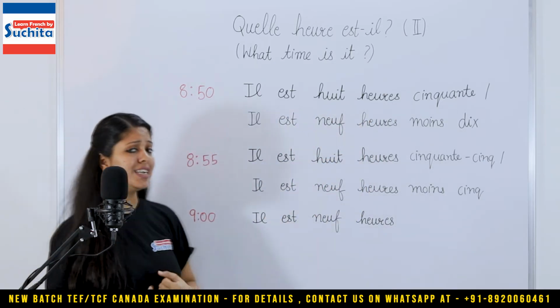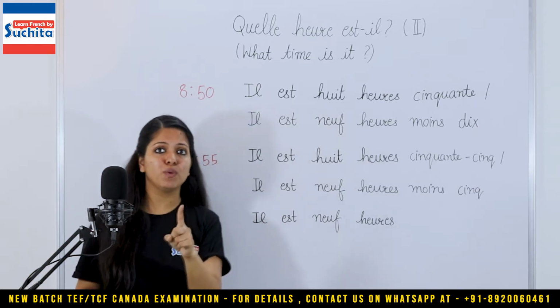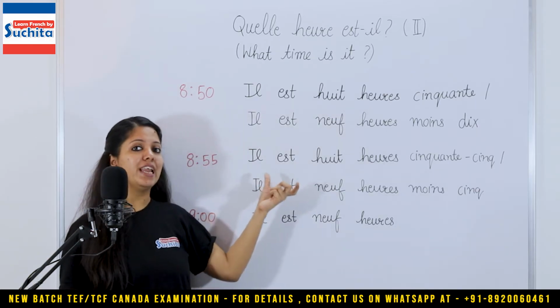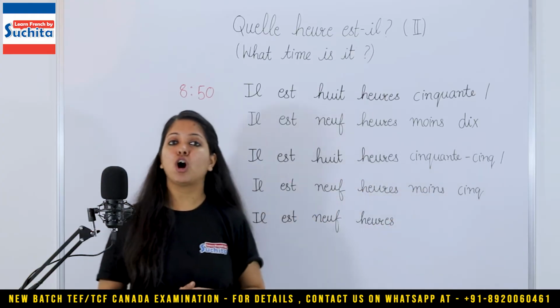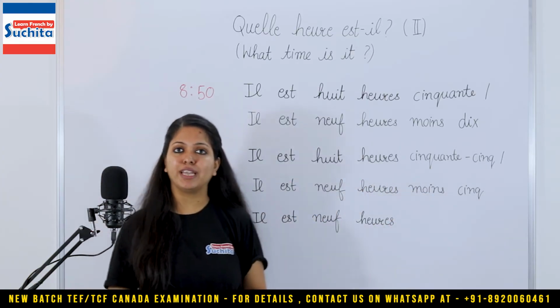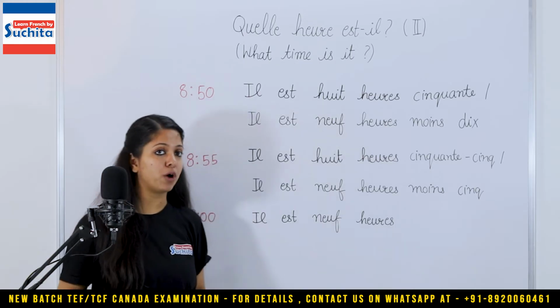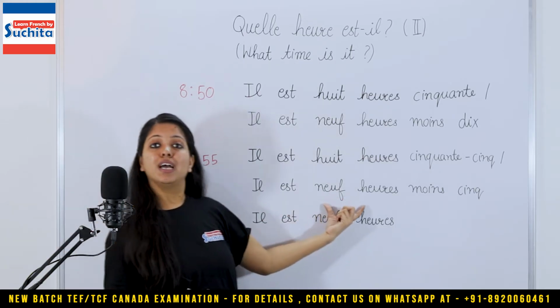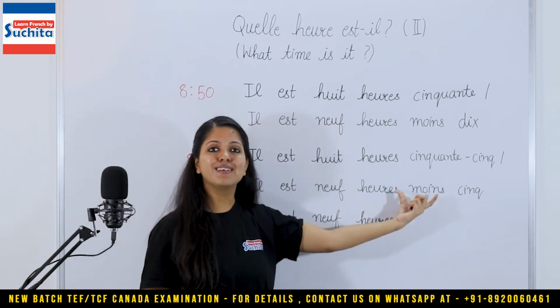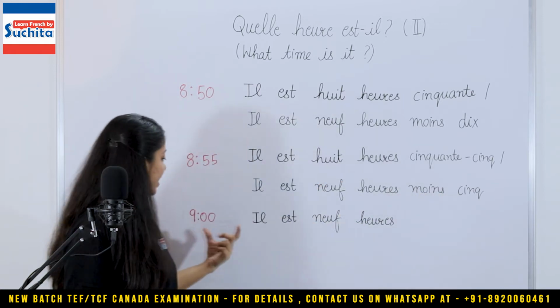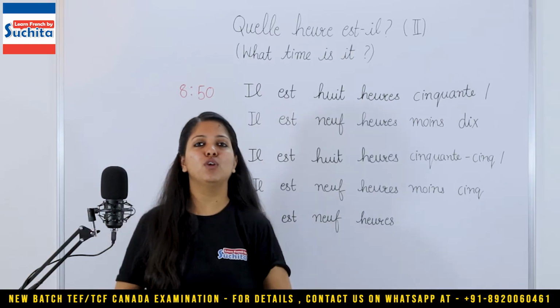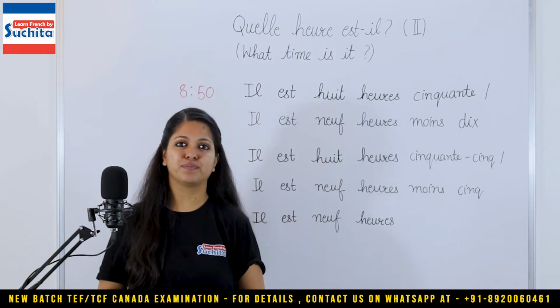Next, it is 8:55. So one way is 8:55. So you say il est 8h55, 55. Or you can say it is 5 minutes to 9. That means you need to subtract 5 from 9. Il est 9h moins 5. Next, it is 9 o'clock. This you already know. Il est 9 heures.